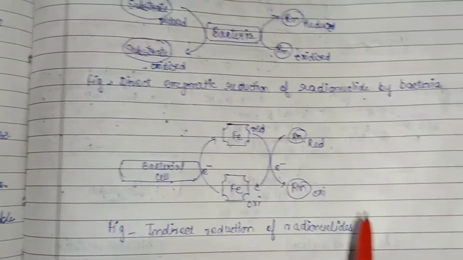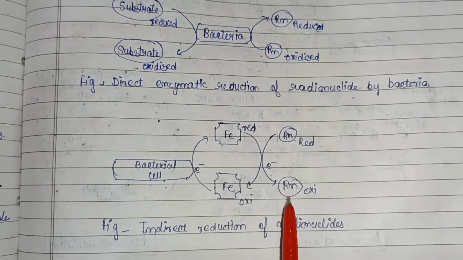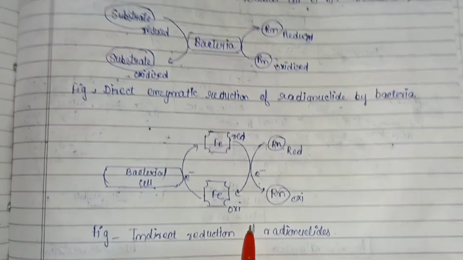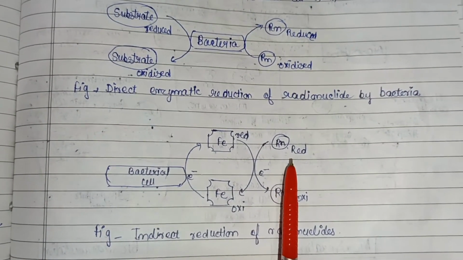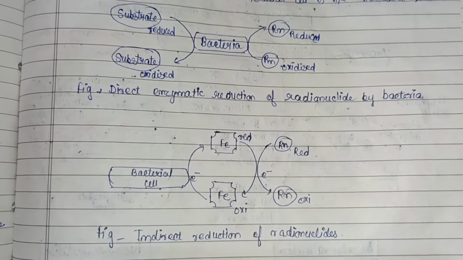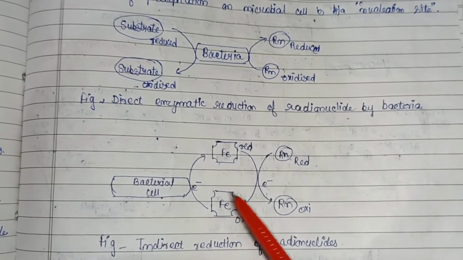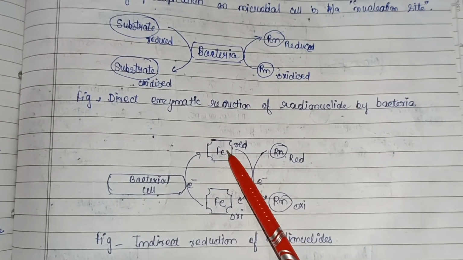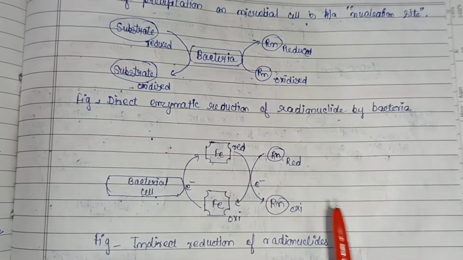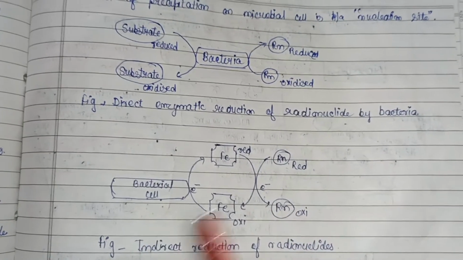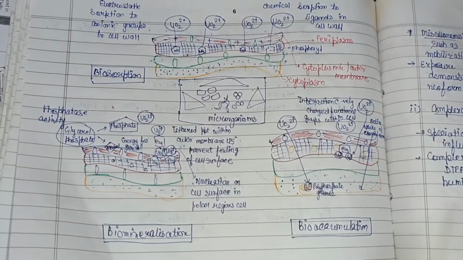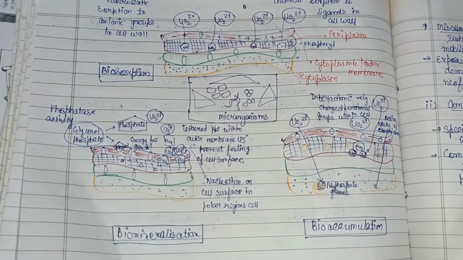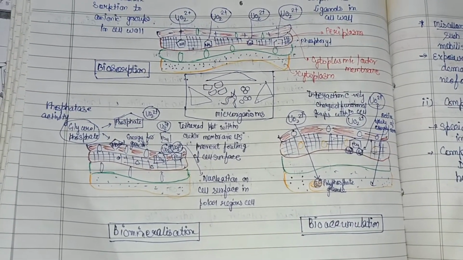Then in case of indirect reduction of the radionuclides, some bacteria, mostly the lithotrophs, cause the reduction of substances, which in turn leads to reduction of the radionuclides. So basically here reduction of iron takes place and it leads to reduction of the Rn, that is the radionuclide. So these are the three diagrams representing the processes of bioabsorption, biomineralization and bioaccumulation.